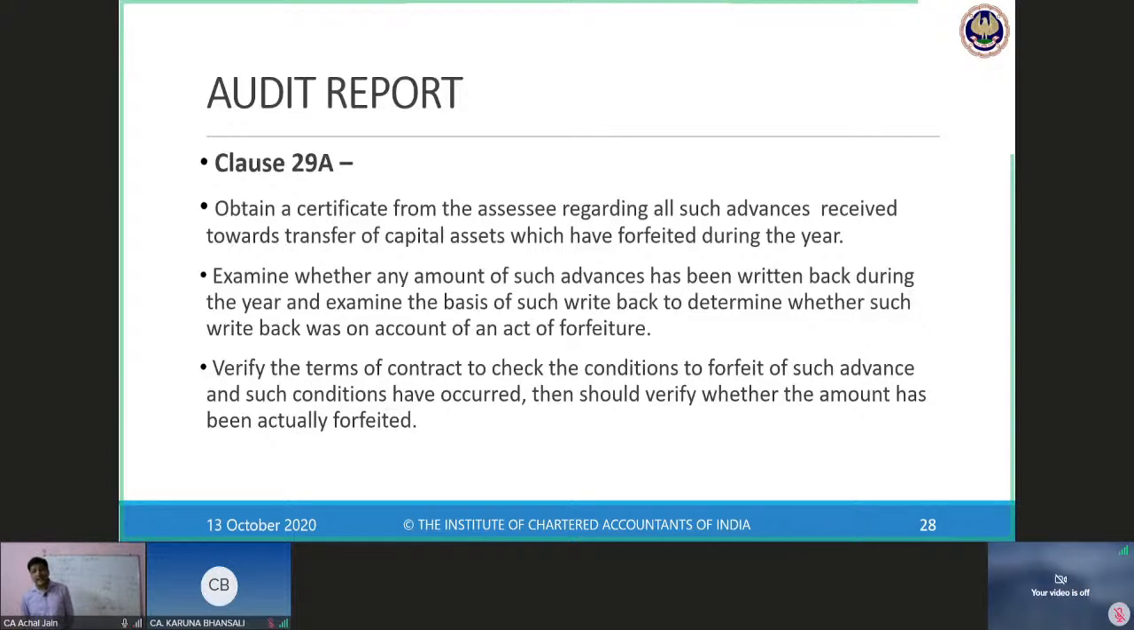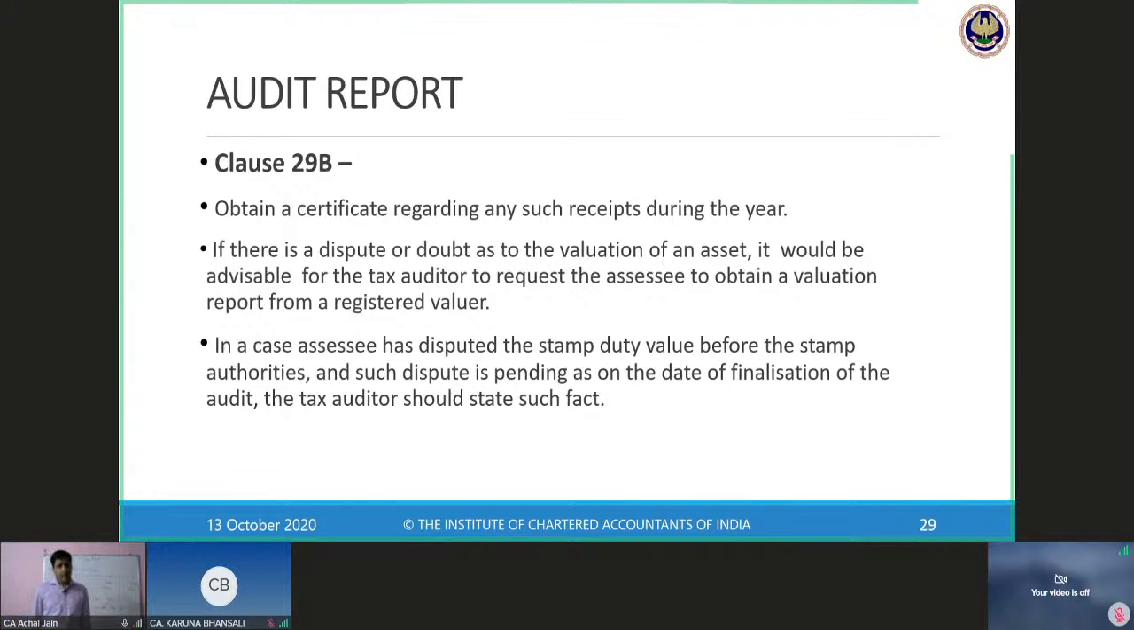Examine whether any amount of such advances has been written back during the year and examine the basis of such write back to determine whether such write back was on account of an act of forfeiture. Verify the terms of contract to check the conditions to forfeit such advances, and whether such conditions have occurred. Then verify whether such amount has actually been forfeited or not. Now in respect of 29B, let's see what are the procedures he'll perform.